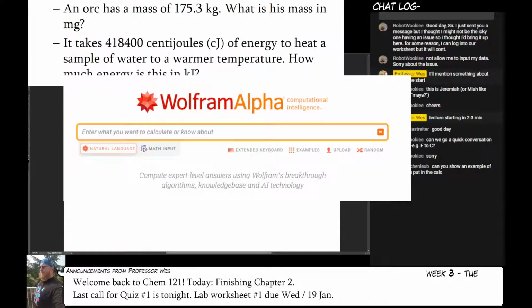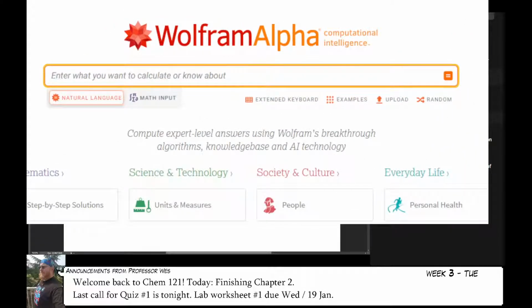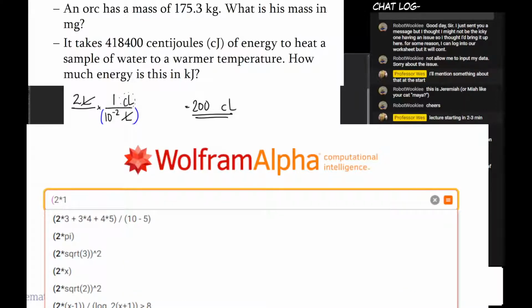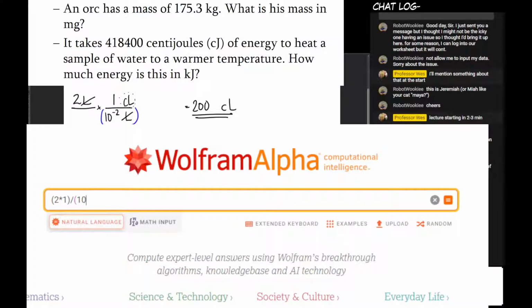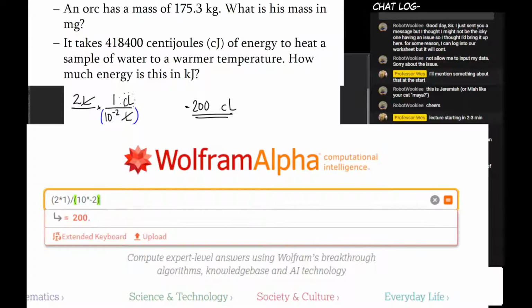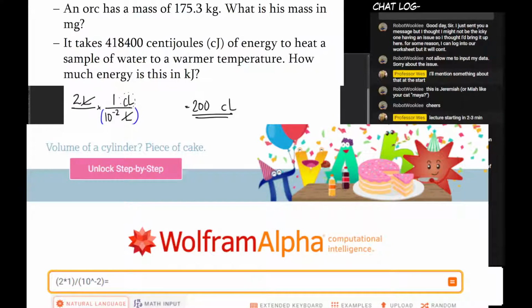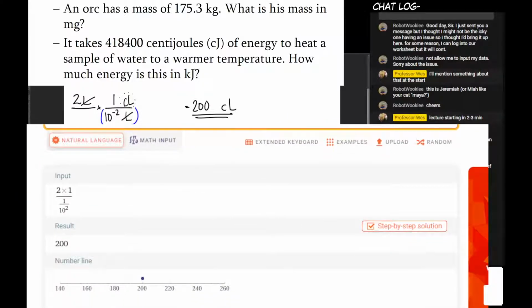Wolfram Alpha is an online calculator. So I wanted to type in 2 times 1 divided by 10 to the minus 2. Here's how I do that. I put all the numbers on the top, so 2 times 1, and then divided by, in parentheses, all the numbers on the bottom, 10 to the negative 2. Then I hit enter, and I should get 200, and a crying cat. Kresnik, stop! When I scroll down, it tells me the answer.